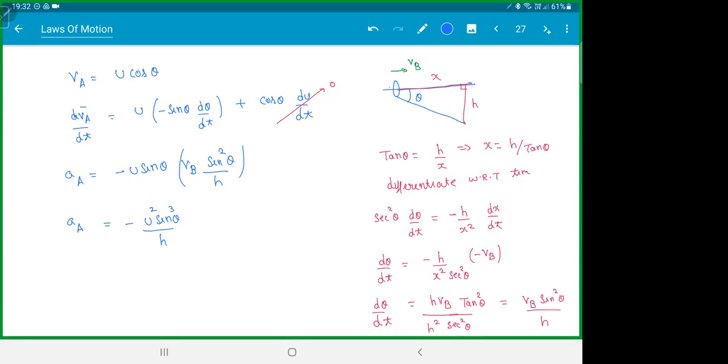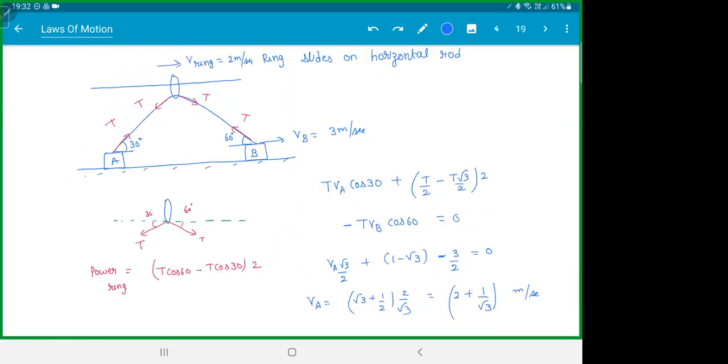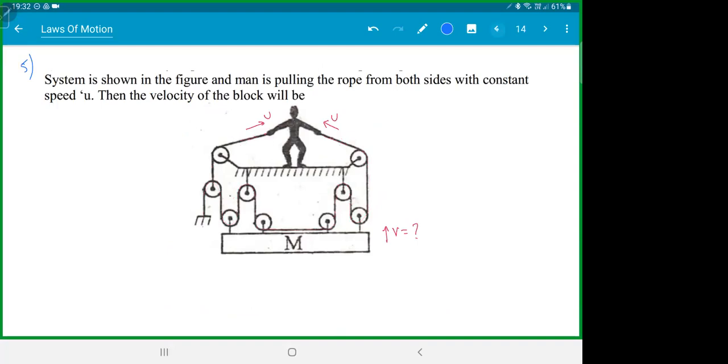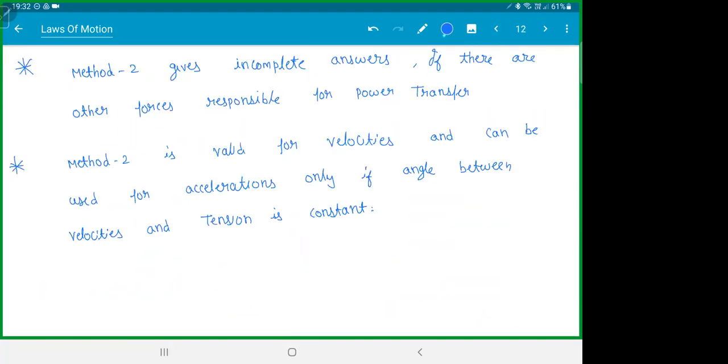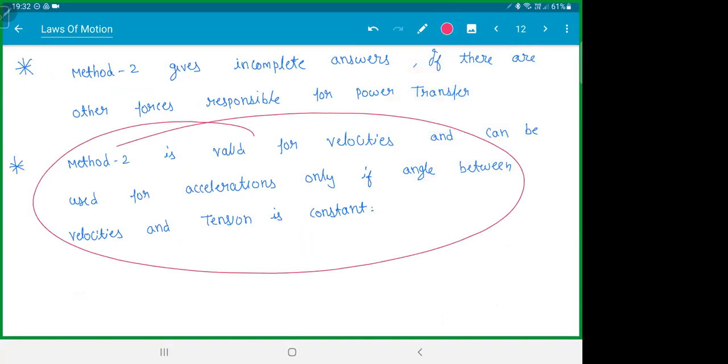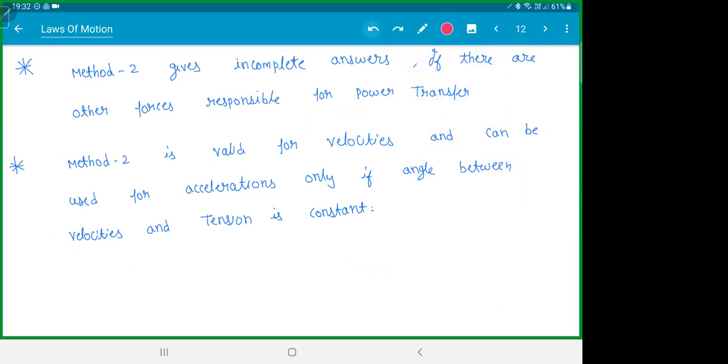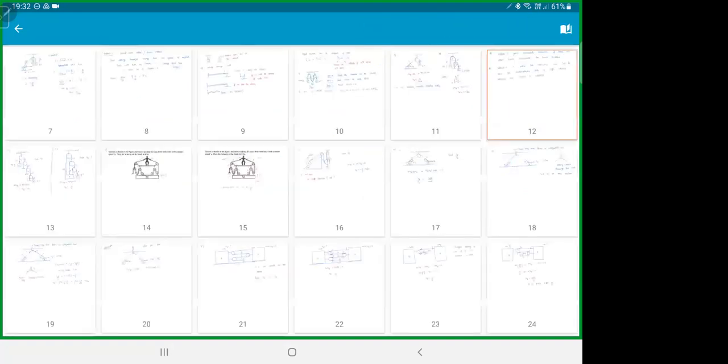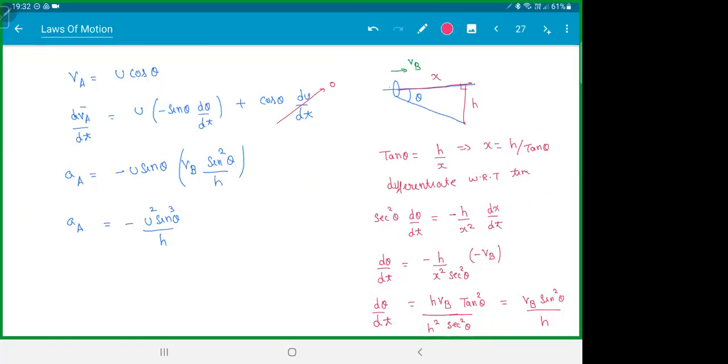That is the acceleration. And this is a trap. This is what I said the second point, if you remember. You can't use this method, T V cos theta is constant, for accelerations if the angle is changing. So what most people do in a hurry is write T into acceleration of A is equal to T into acceleration of B. Blunder it is. It doesn't work. This method is only valid for velocities. If theta is changing, find velocity and then differentiate and get the d theta by dt. In this entire problem, the main catch is this d theta by dt part.